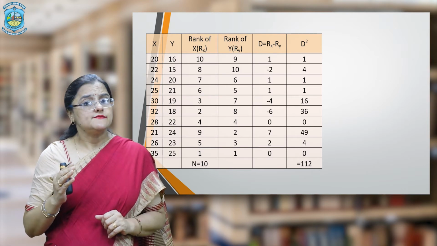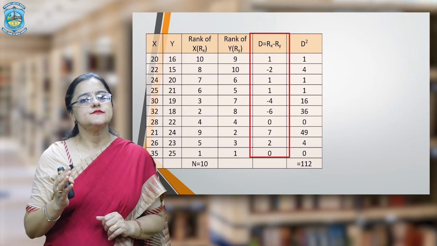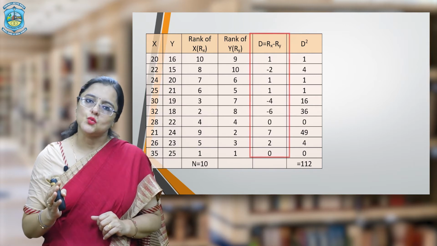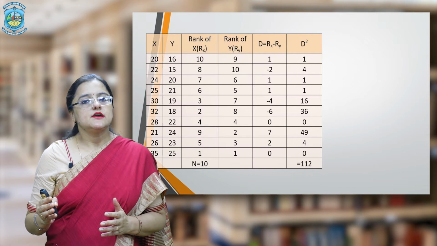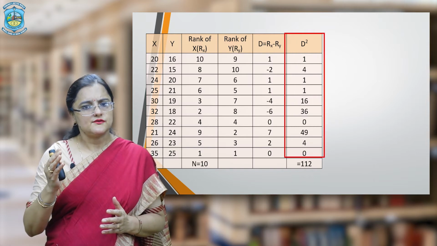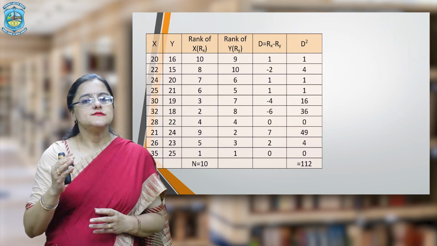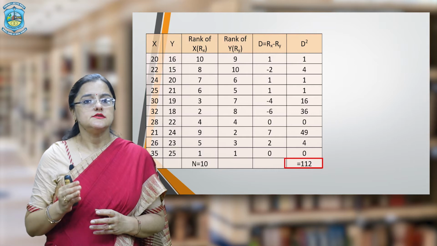Now we'll do what we have done in the previous question. We'll calculate the value of d, which is nothing but the difference of rank of x and y. The next column that we are constructing is the value of d square. We are simply squaring the difference of values of rank in the column. And towards the end, the value of summation d square comes out to be 112.